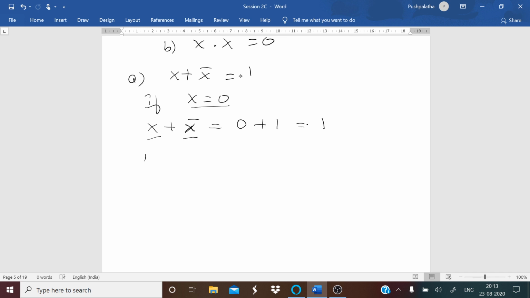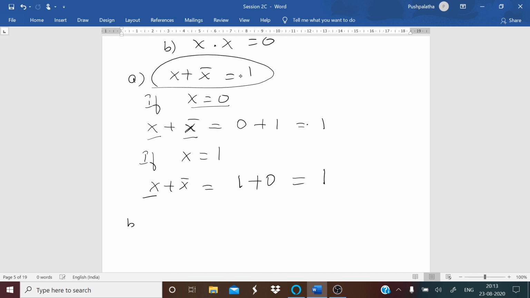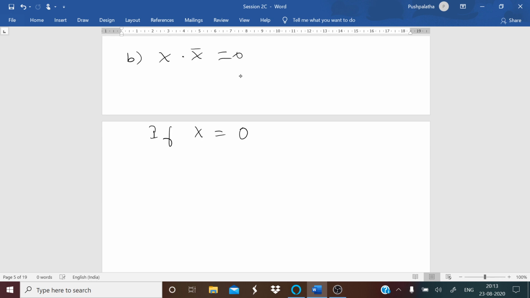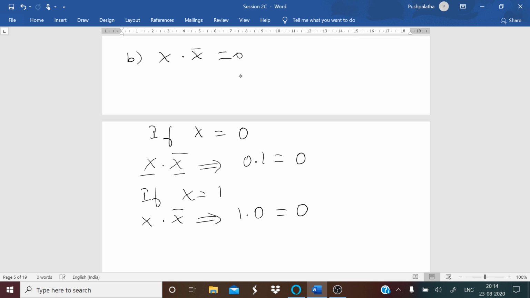And then if x equals 1, then x plus x bar will be, in the place of x you substitute the value 1, and x bar becomes the opposite of 1, that is 0. 1 plus 0 is 1. So hence proved, x plus x bar is always 1. And the next statement, x into x bar is always 0. If x equals 0, what happens? x into x bar becomes 0 into x bar. Now as x is 0, x bar becomes 1. 0 into 1 is 0. And then if x is equal to 1, then x into x bar becomes 1 into 0, which is 0. So x into x bar is always 0. Hence proved.